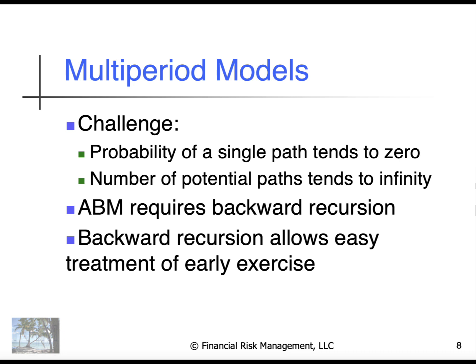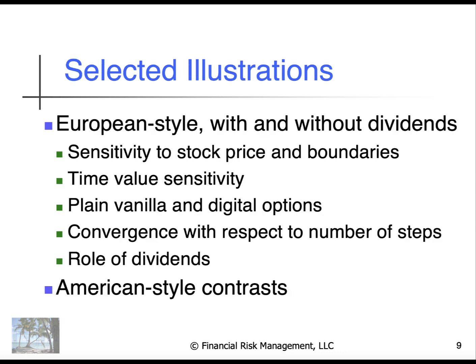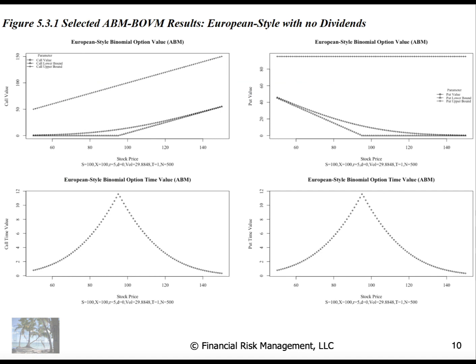The multi-period model, again, we have the same problem of the probability of a single path tends to 0 as the number of time steps go up, and the number of potential paths tends to positive infinity. The ABM is going to require backward recursion for both European style and American style, but the backward recursion allows easy treatment of early exercise. So we're going to illustrate several things just like we did before, and there are certain key things that I'm going to focus on, but let's look at some of these sensitivities.